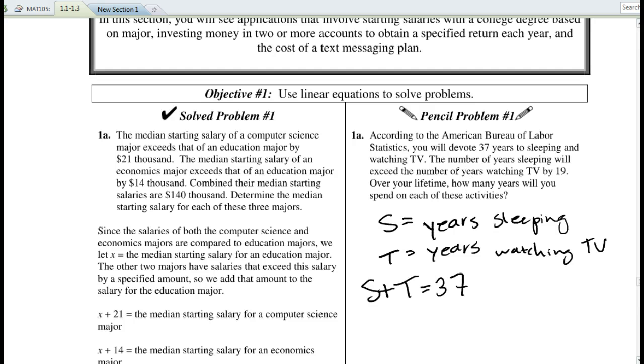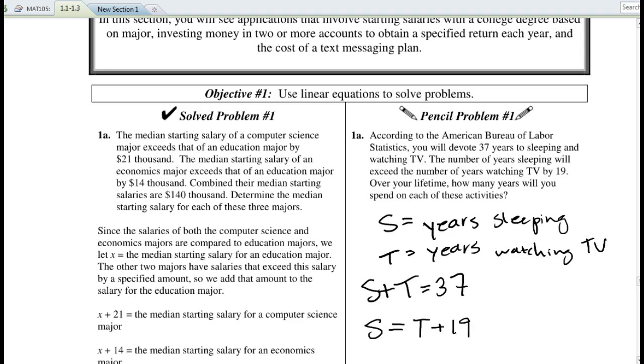Then it says the number of years sleeping will exceed the number of years watching TV by 19. Well, that also tells me an equation. So if the number of years sleeping exceeds TV, that means sleeping's bigger. So sleeping has to equal T plus 19.